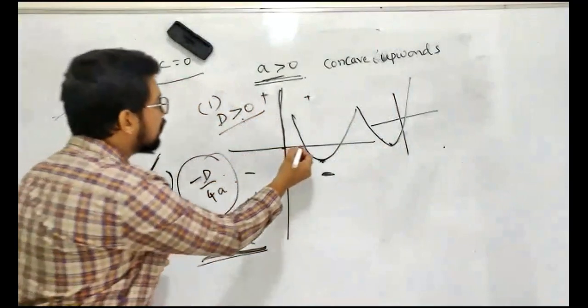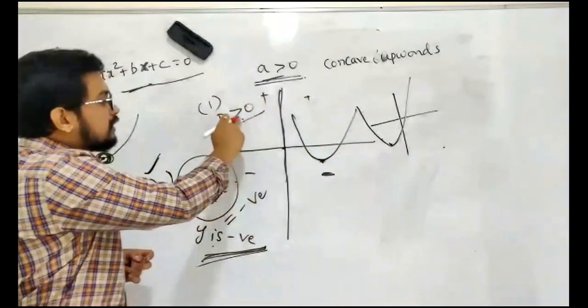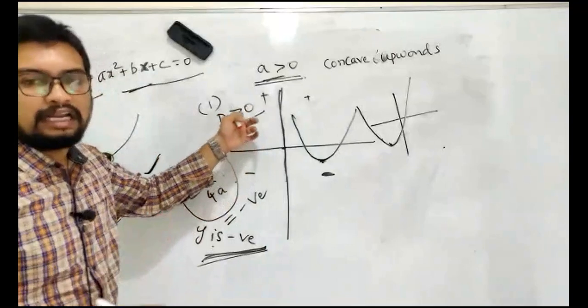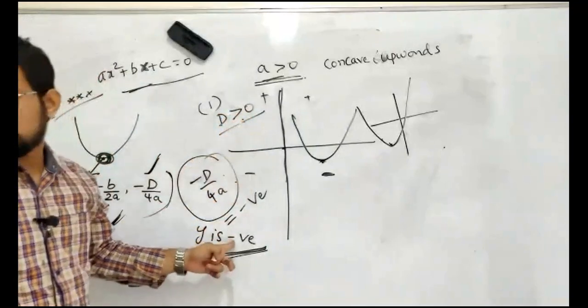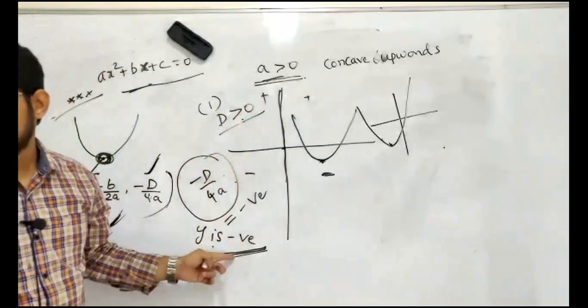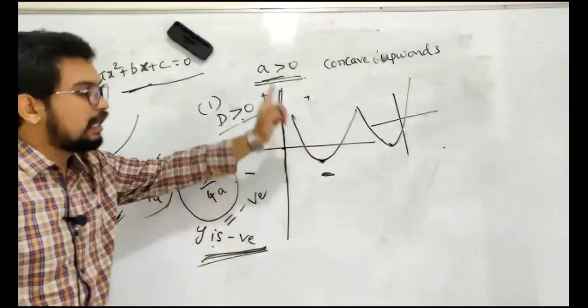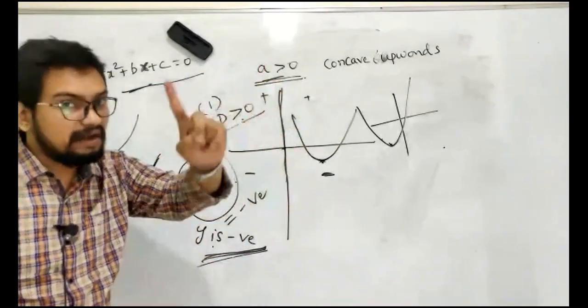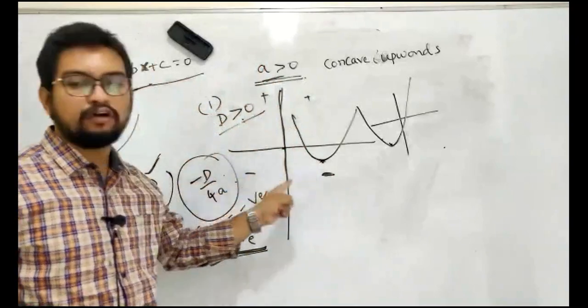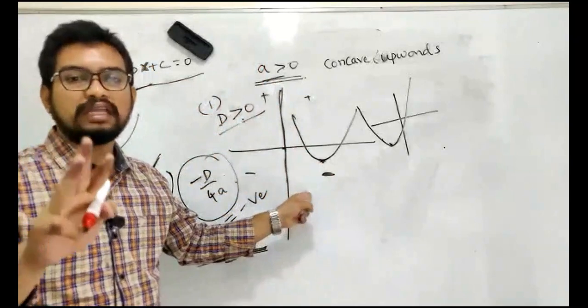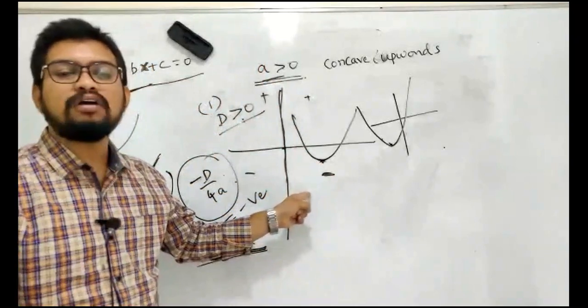And for example, if d is greater than 0, you can observe here. When d is greater than 0, the y coordinate is negative. As the y coordinate is negative, this vertex lies in the third quadrant or fourth quadrant. As the y coordinate is negative, the vertex is below your x-axis.